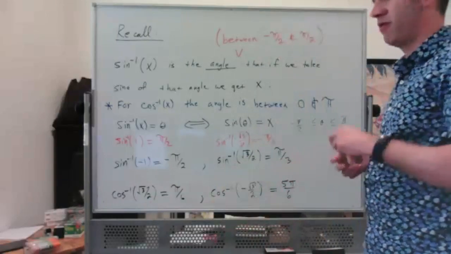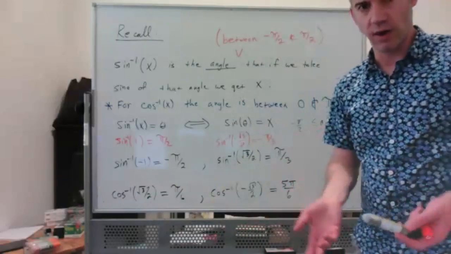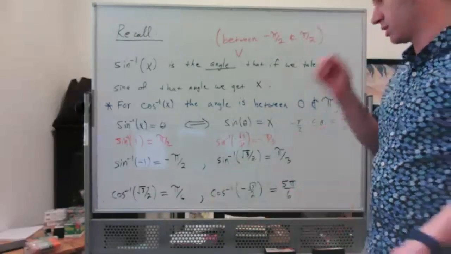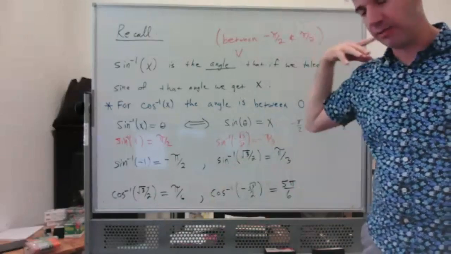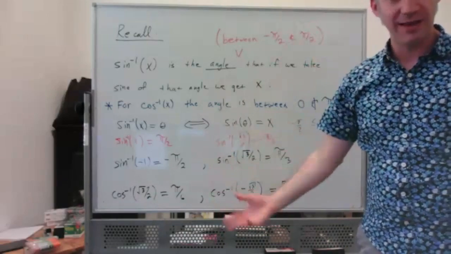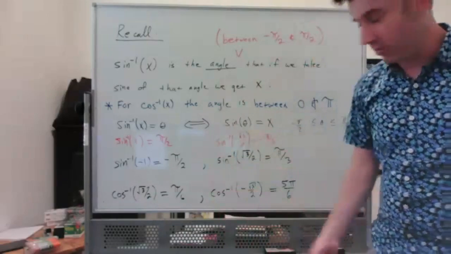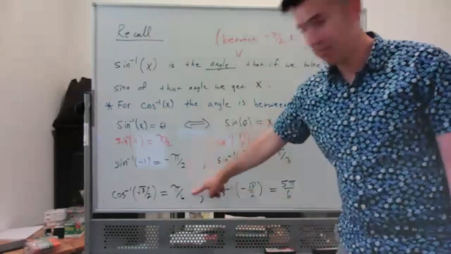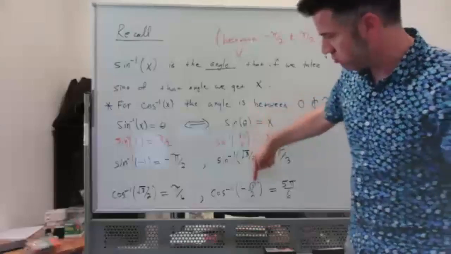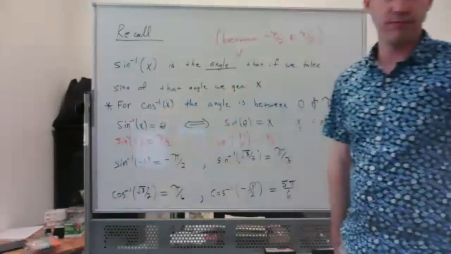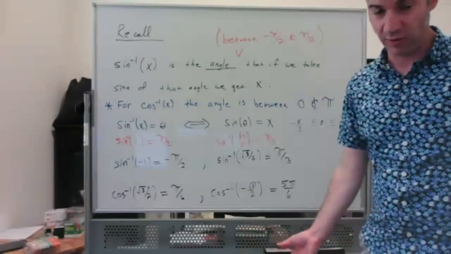So that's a brief review of how inverse trig functions work. Again, I'm going to say this as many times as I can. You're always looking for the angle. And if you take whatever the trig function is of that angle, you get the value that was the input. That's the whole idea with an inverse trig function.